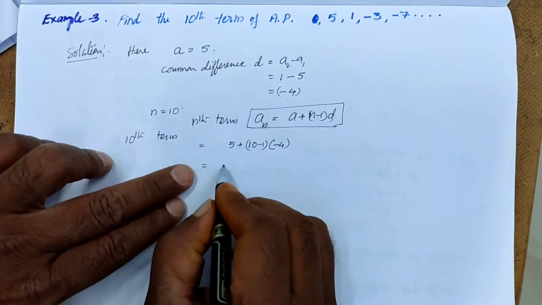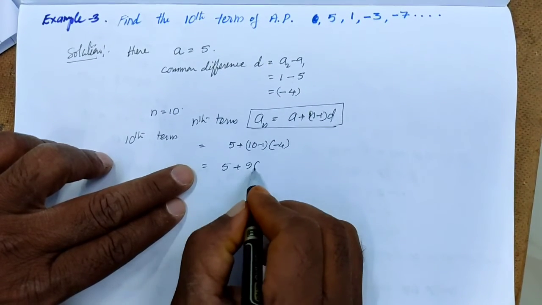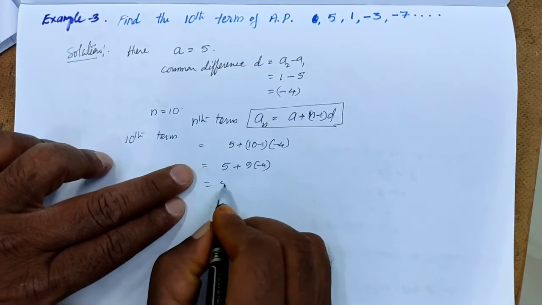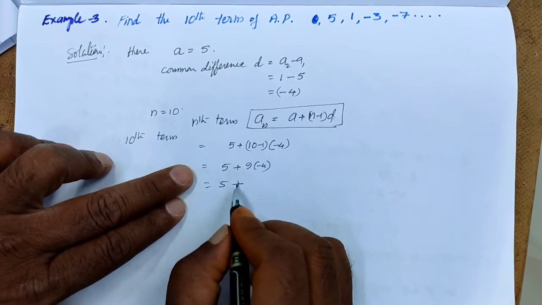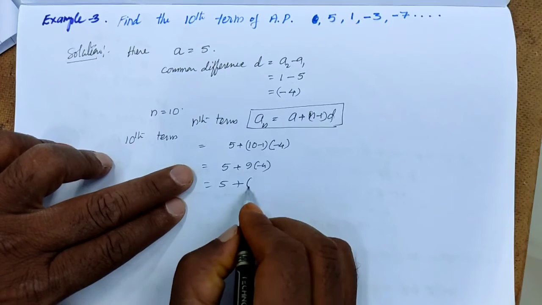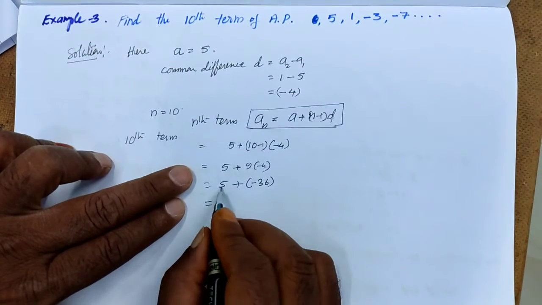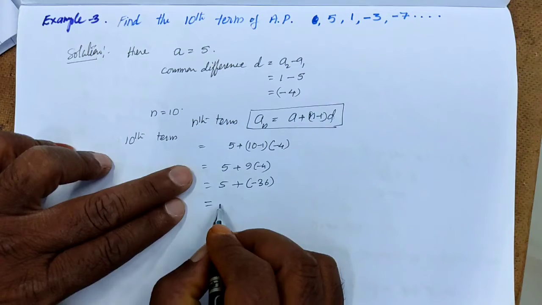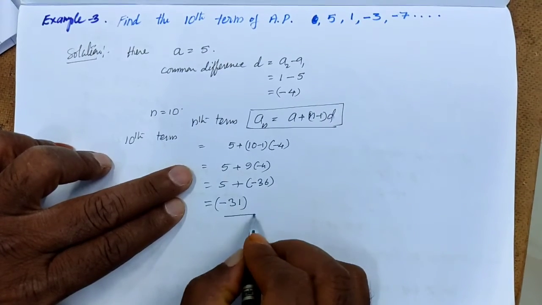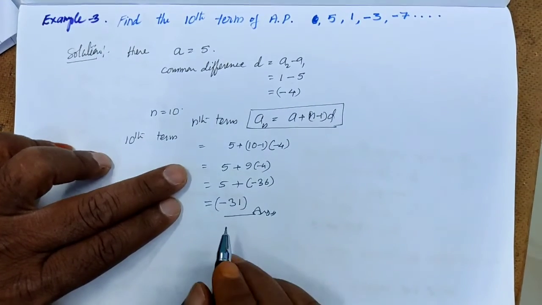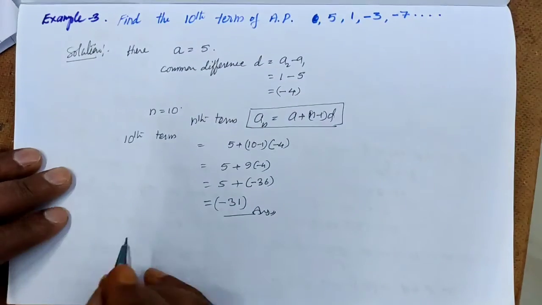So it is equal to 5 plus 9 into minus 4. Now 5, this is 5 plus, 9 4s are 36. Okay, this plus 5 and this is minus 36, which is equal to minus 31. So this is the 10th term. This is the 10th term of this arithmetic progression.